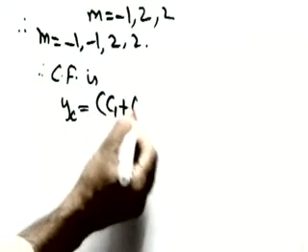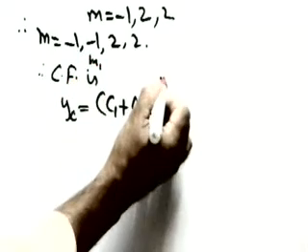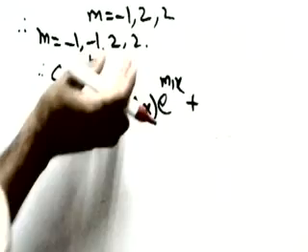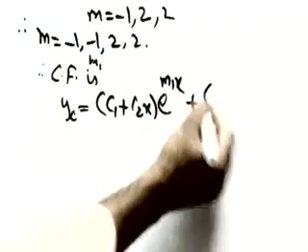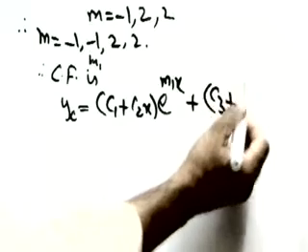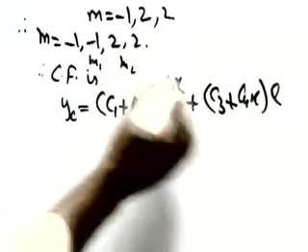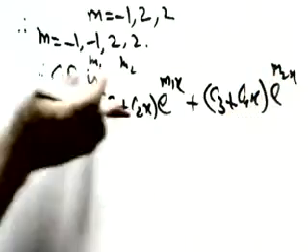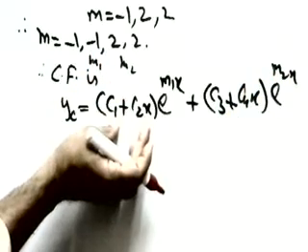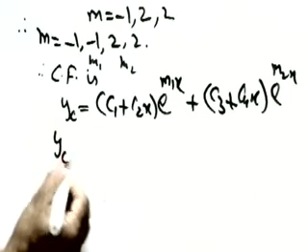For two equal values of m, we have the formula c1 plus c2x e power m1x. Let me denote this by m1x. Let me continue now. Already we wrote c1, c2, let me continue with c3 plus c4x e power m2x. These two are equal, so for equal roots we have this formula again.